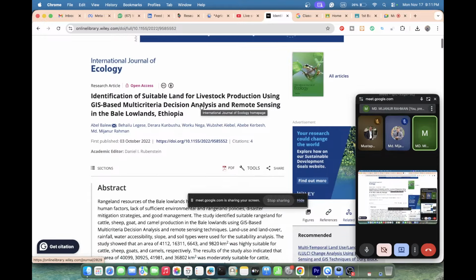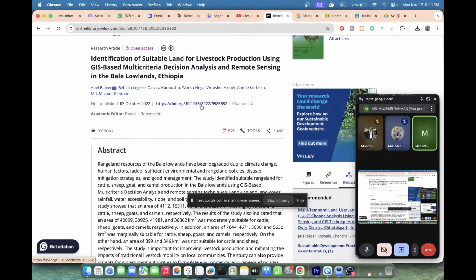Basically, suitability analysis is one of the most important concepts in GIS and remote sensing, and it's widely used in agriculture, urban planning, environmental management, disaster mitigation, water resource planning, and mining. There are a lot of uses in GIS and remote sensing. Suitability analysis is a method used to determine how suitable a specific area is for a particular purpose, such as agriculture, livestock grazing, urban development, afforestation, water harvesting, and mineral exploration.